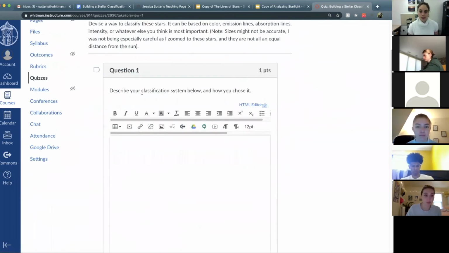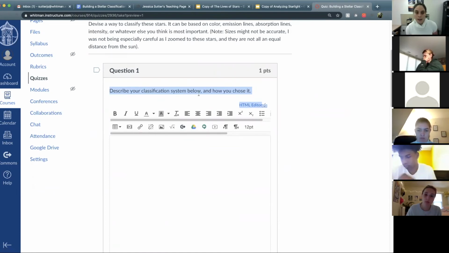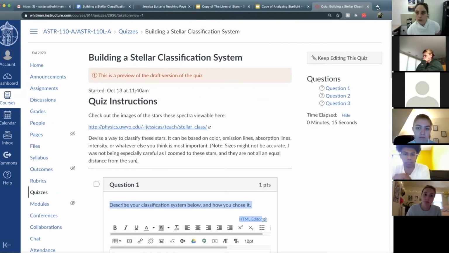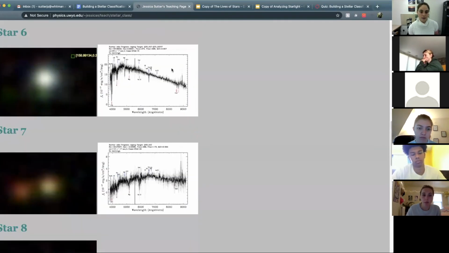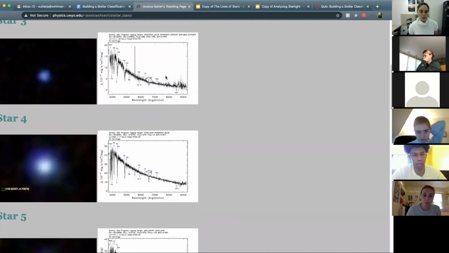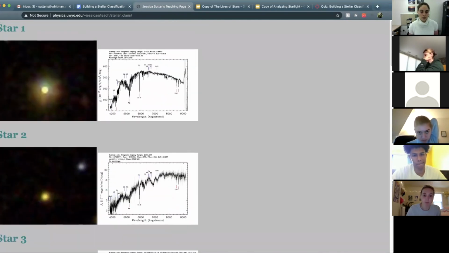But the first question is the big one that I want you to focus on, which is building an idea of how you might go about classifying stars. At this link that I've given you, you'll see there's a bunch of pictures of stars, these kind of fuzzy pictures of stars along with their spectra. What I want you to do, you can discuss this in your breakout rooms once I start them, is to think about what might be the most useful thing for astronomers to look for when they want to classify stars.